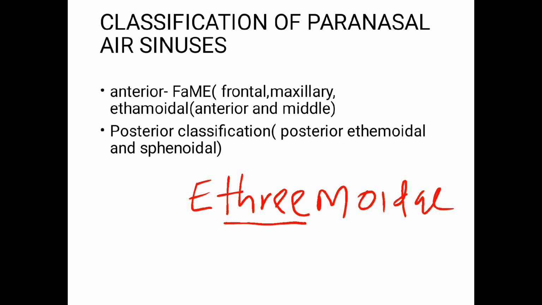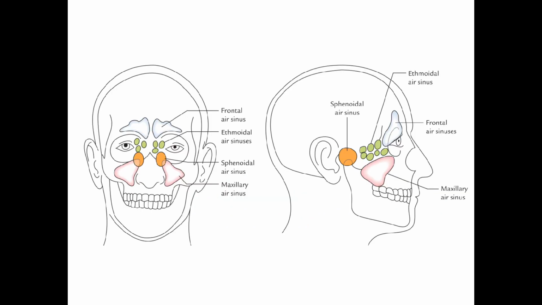The anterior and the middle parts of the ethmoidal air sinuses are part of the anterior classification of the paranasal sinuses, while the posterior part of the ethmoidal air sinuses and the sphenoidal air sinuses are part of the classification of what? Of posterior paranasal air sinuses. Now from here you can see the diagrams. The ethmoidal, you can see it has three parts: the anterior, middle, and posterior.